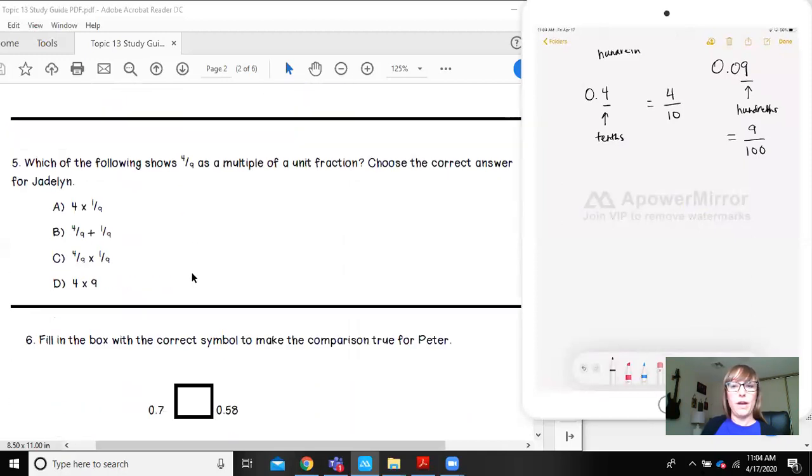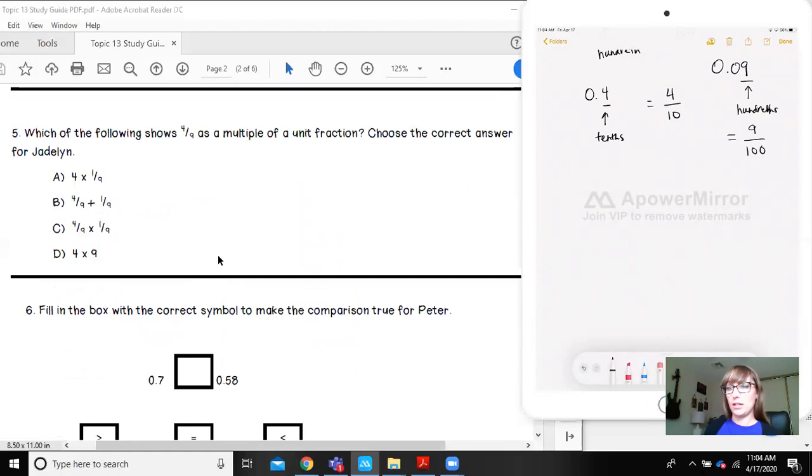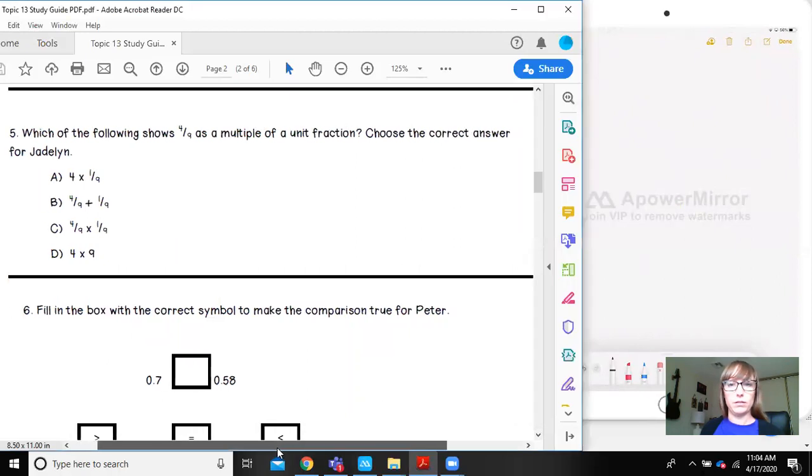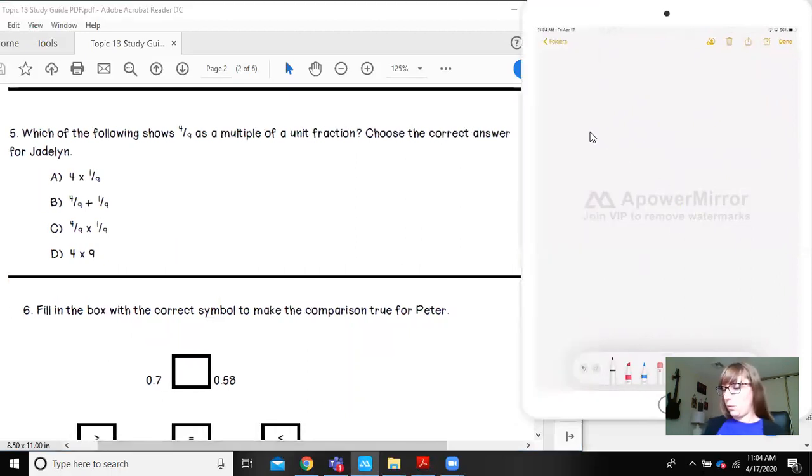Let's go to number 5. After number 5, I'm going to take a break and then record another video for you guys for numbers 6 through 10. So number 5, which of the following shows 4/9 as a multiple of a unit fraction? Choose the correct answer for Jadalyn. Okay, so 4/9 as a unit fraction.